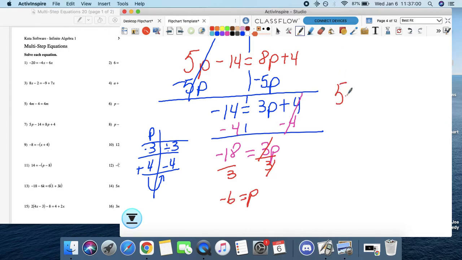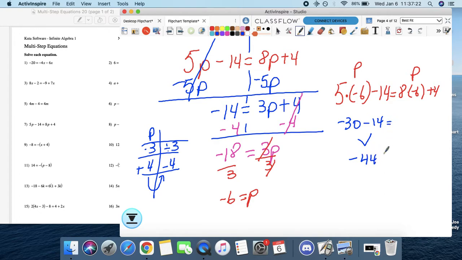Substitute, so it's 5 times negative 6, right? This is where my p was. I replaced it. Minus 14 equals 8 times negative 6 plus 4. That's where the p was, so I replaced the p with the value we just found. 5 times negative 6 is negative 30 minus 14, and that becomes negative 44. On the other side, 8 times negative 6 is negative 48 plus 4, and the negatives are going to win. There, left side equals right side.